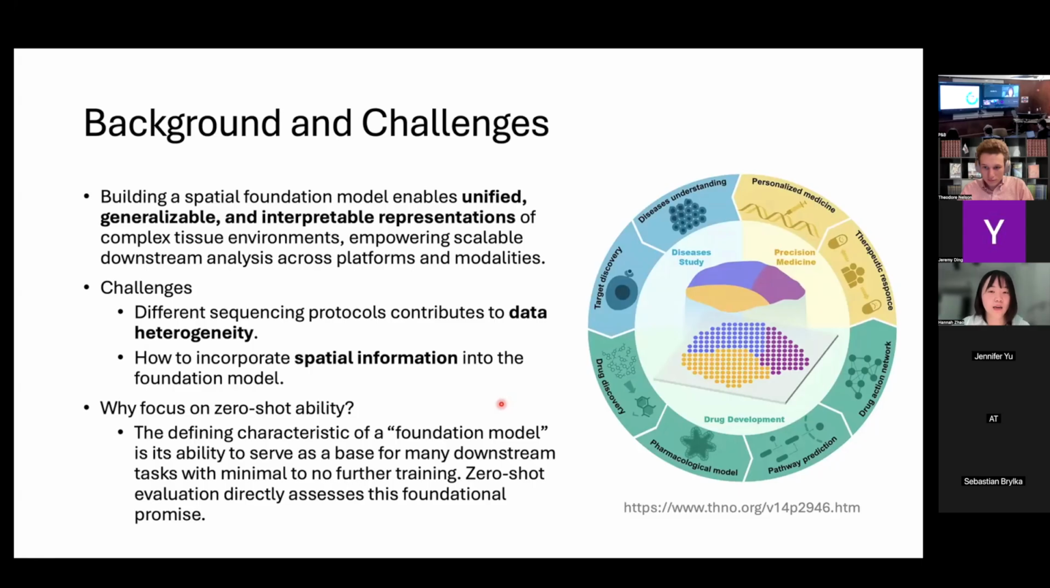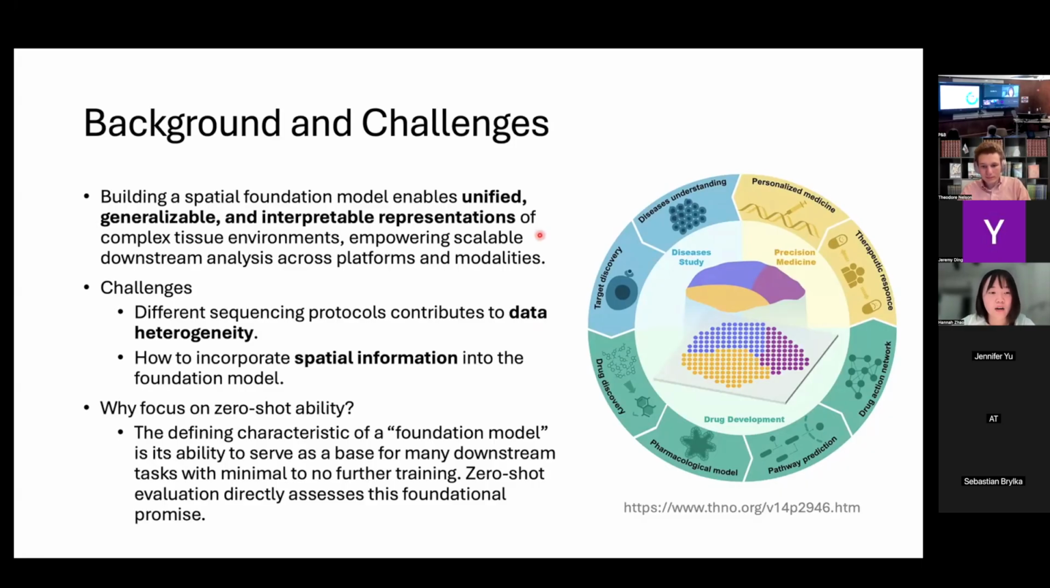Why do we need a spatial foundation model? I think it's because a spatial foundation model can give us a unified, generalized, and interpretable representation of our spatial data. Based on that representation, we can do a lot of downstream tasks like understanding the tissue microenvironment and maybe predict drug response and so on.